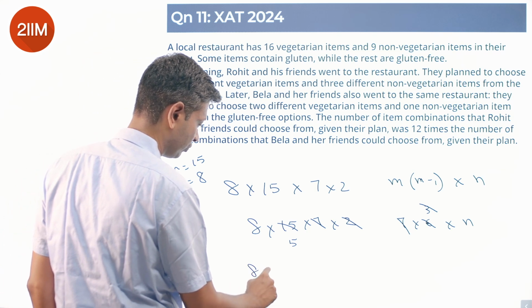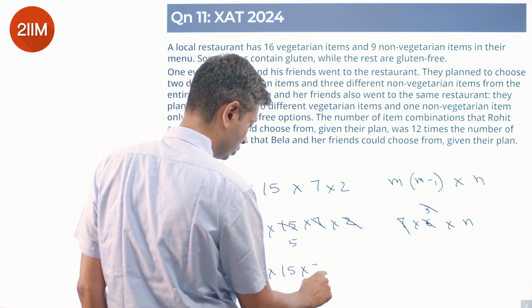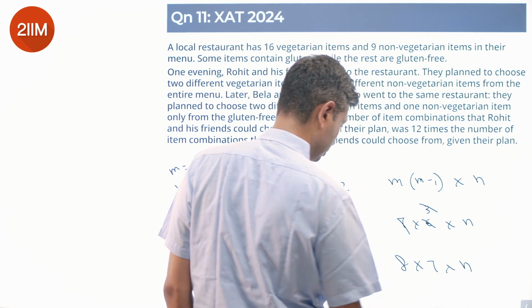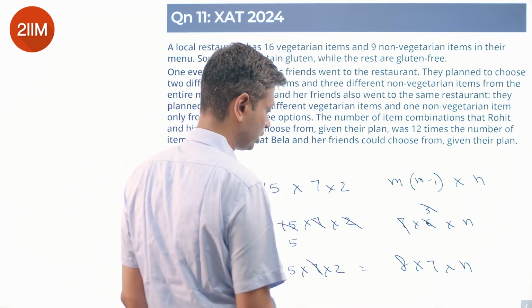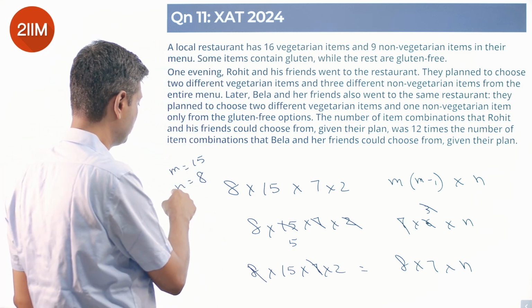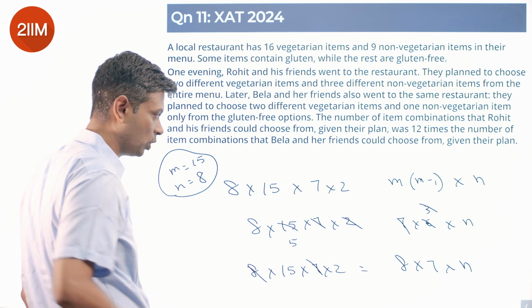So 8 into 15 into 7 into 2. 8 into 7 into N. NC1. 8 into 7 goes, N has to still be 30. That's not possible. It's not working. So M is 15, N equal to 8. This works.